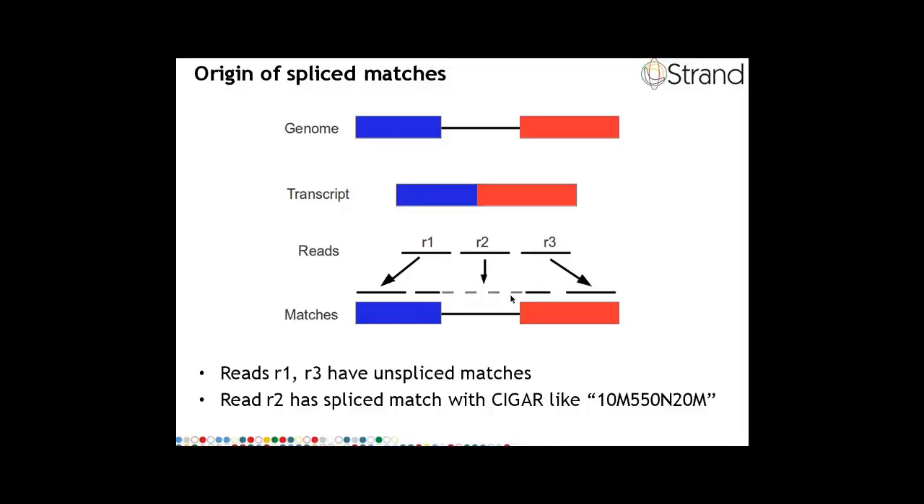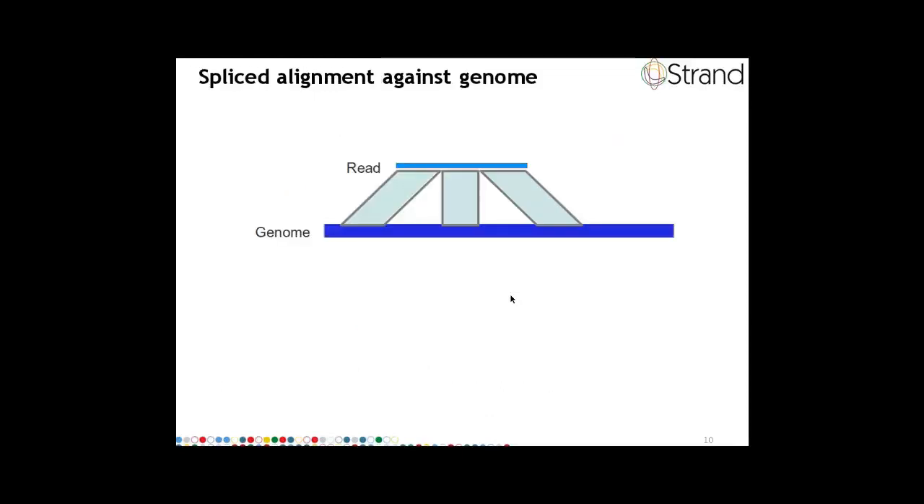So to summarize, reads R1 and R3 have contiguous matches against the genome, what we call unspliced matches, whereas read R2 has a spliced match, which is typically represented by a figure of the form which indicates the length of the matched locations and the length of the intron that it is spanning. So given a read, trying to identify the splices that it has against the genome is computationally a difficult problem.